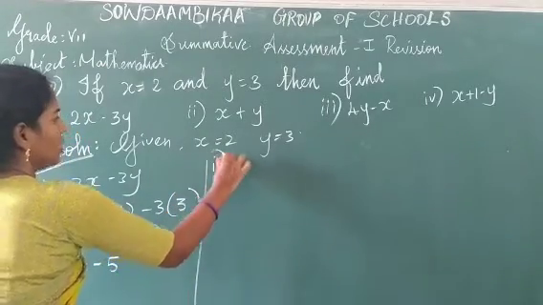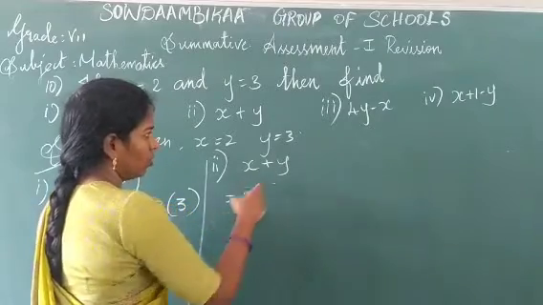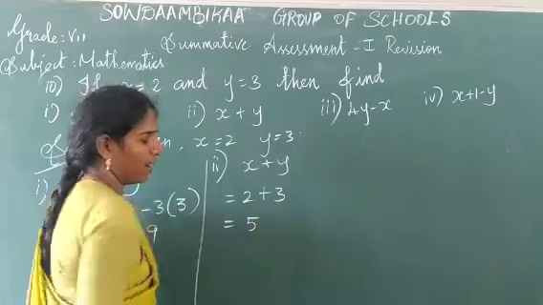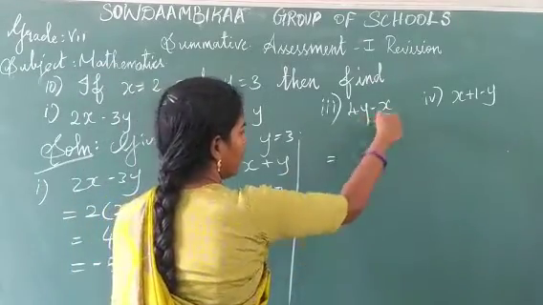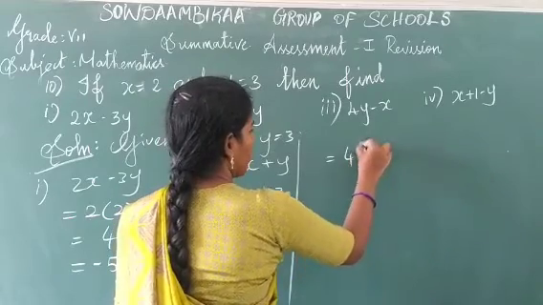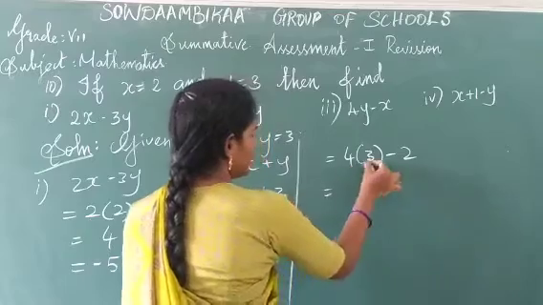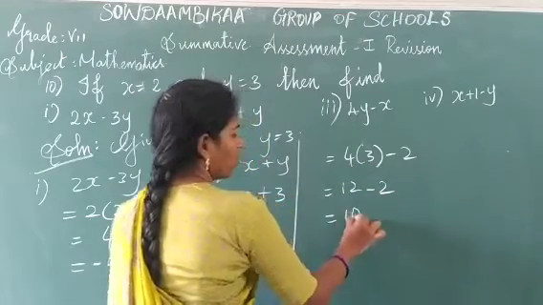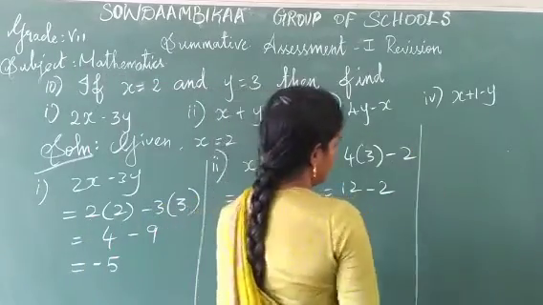Then second one, x plus y. What is the x value? 2. y value 3. 2 plus 3 comes 5. That is the answer. Then third one, 4y minus x. 4 into y value 3 minus x value 2. 4 3s are 12 minus 2. 12 minus 2 comes 10. Therefore, we get the answer 10.